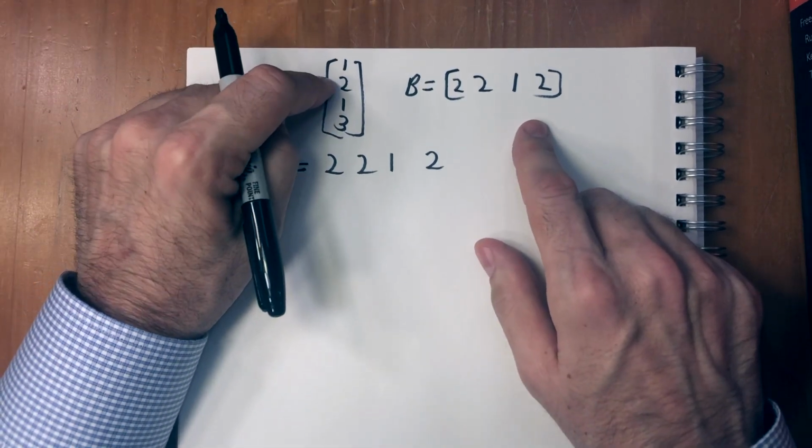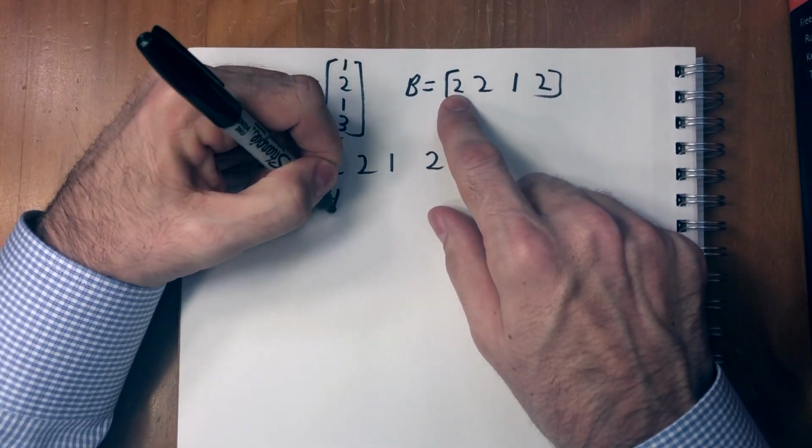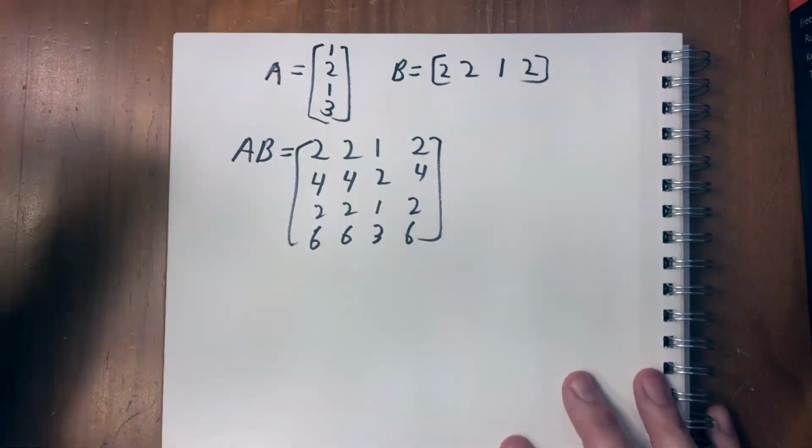Then we do the same thing for the next row. 2 times 2 is 4. And then you just go across. But what if we do BA?